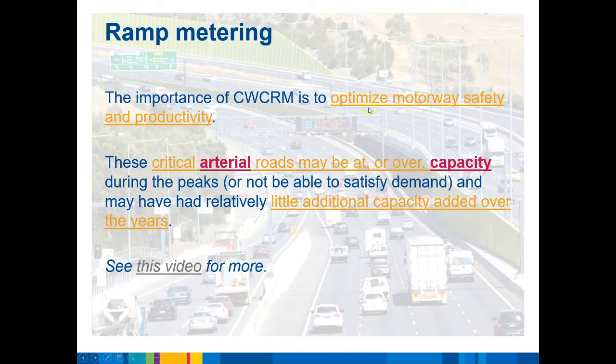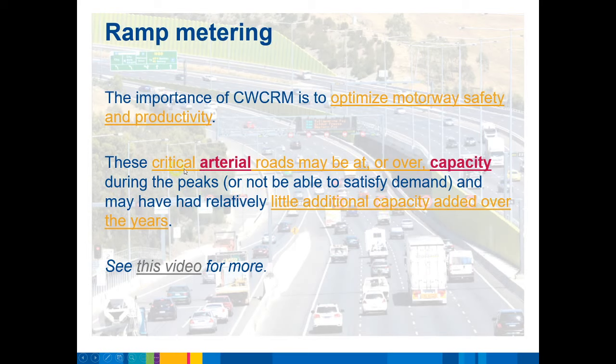So we don't want people in that sort of stop-start condition. At the point where flow breaks down, that is a dangerous point. So if we can avoid the flow breakdown, we improve safety. At the same time, if we don't have a flow breakdown, we improve productivity because our overall flow rate is higher. So we've got critical arterial roads that may be at or over capacity during the peaks. In their peak period of demand, they're not able to satisfy the amount of vehicles that want to move onto them, and they may have had relatively little additional capacity added over the years.